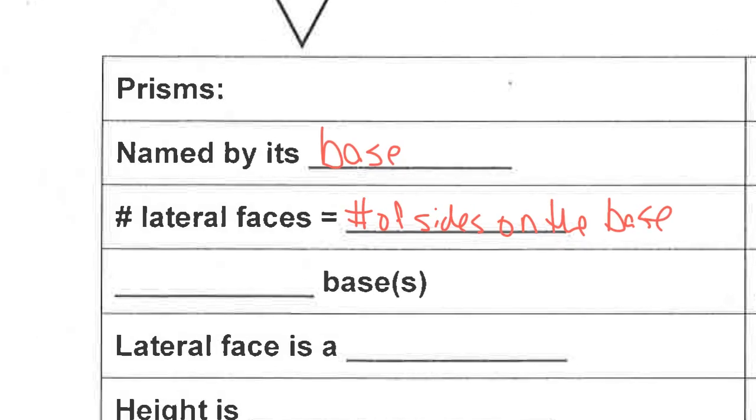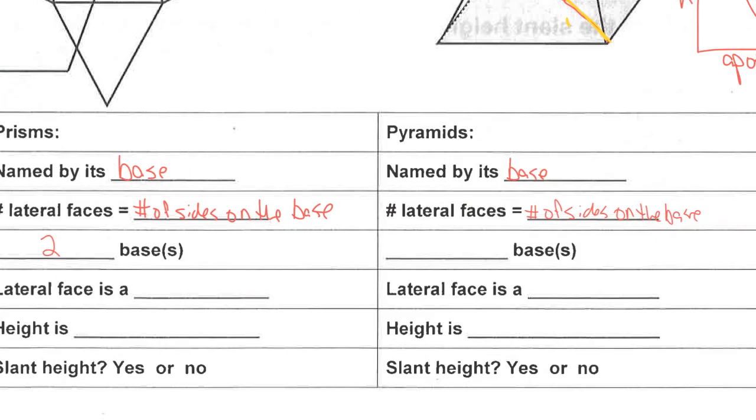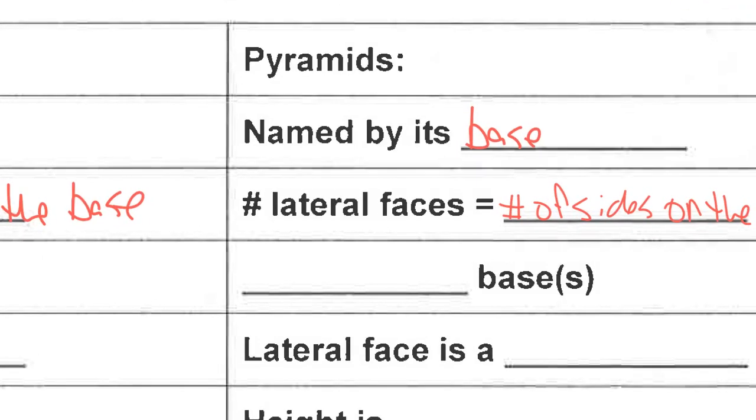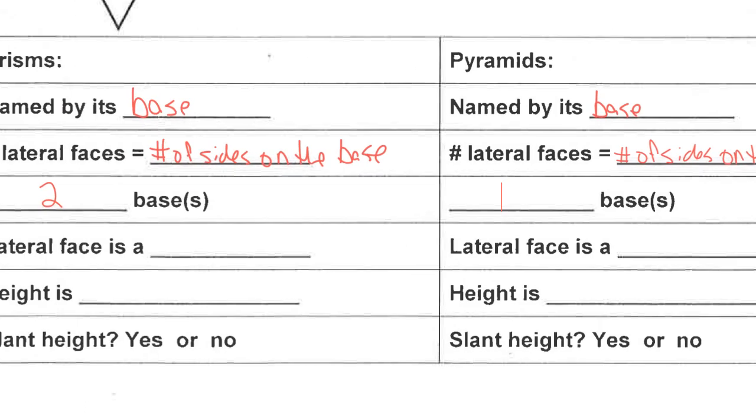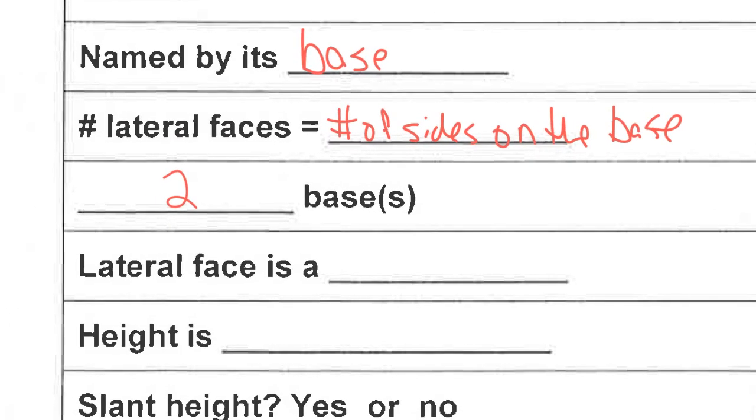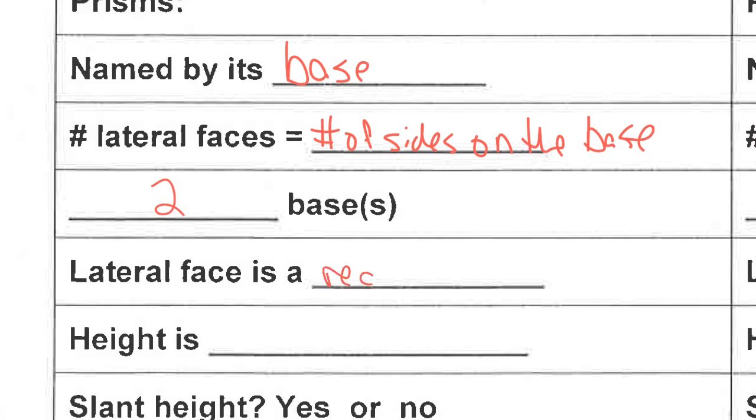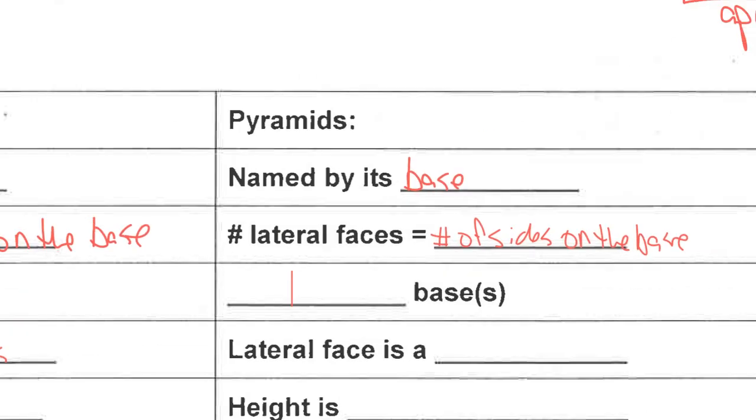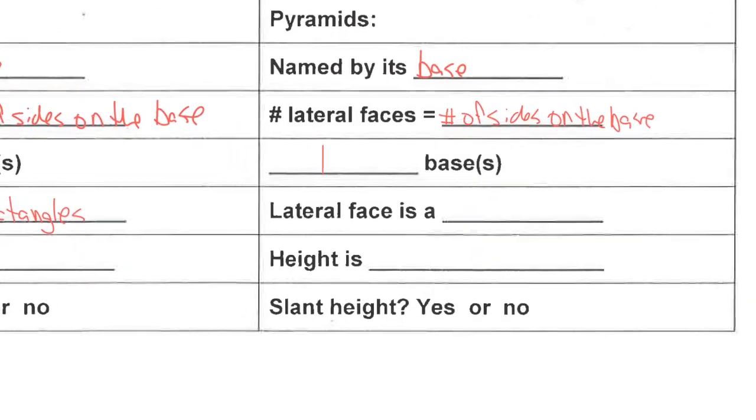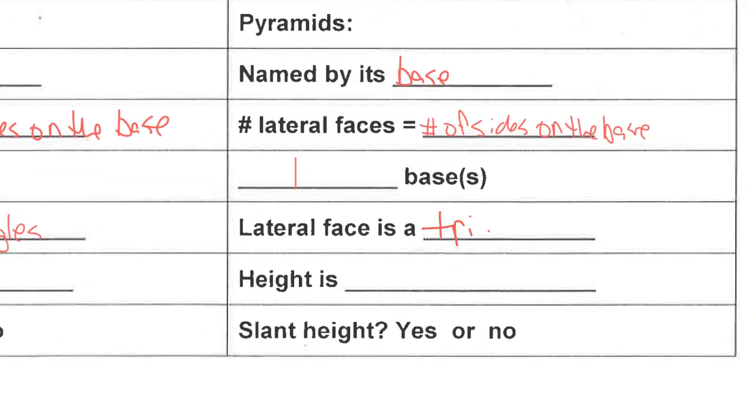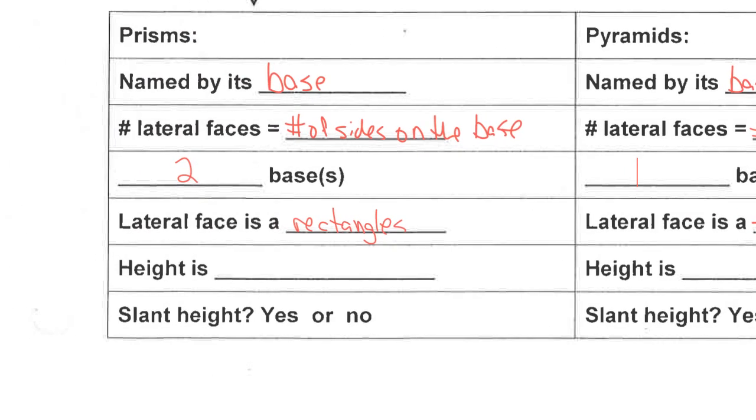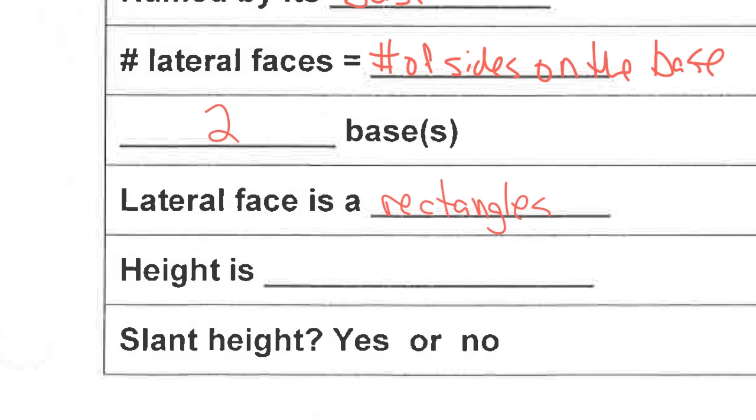On the bases, there's 2 bases on a prism. There's the floor and the ceiling. But if you think about a pyramid, there is a floor, but there's not really a ceiling. It's just the walls coming together. So there's only one base. When we did lateral faces for prisms, they were always rectangles. But if you look at the lateral faces of our pyramid, you'll notice that they're all triangles. The height on a prism is just found by the lateral edge.